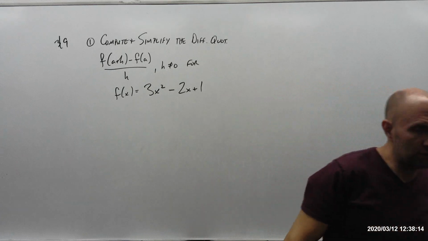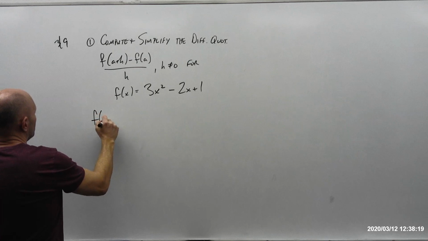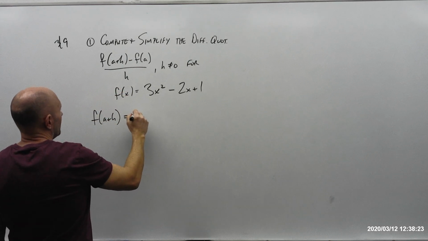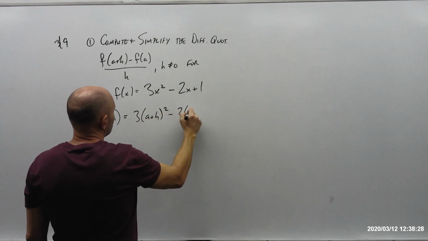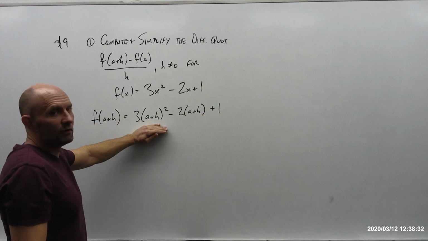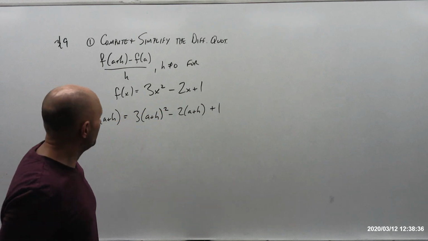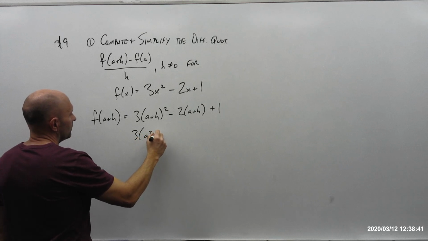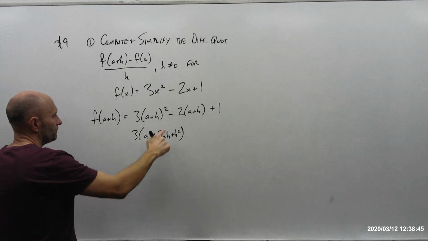So, first thing we need to do with these problems, figure out f of a plus h, plugging in a plus h anywhere I have an x. So it's 3 times a plus h squared minus 2 times a plus h plus 1. For our binomial theorem, if I have something to the second power, I'm going to end up with 3 terms. This is going to be a squared plus 2ah plus h squared.